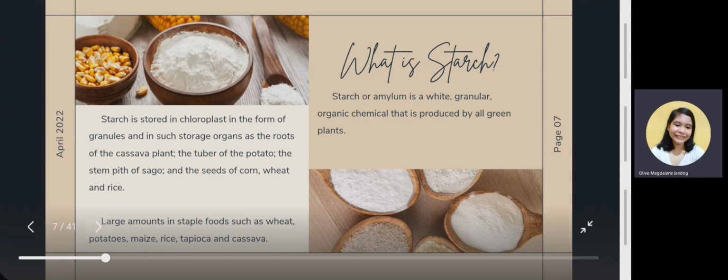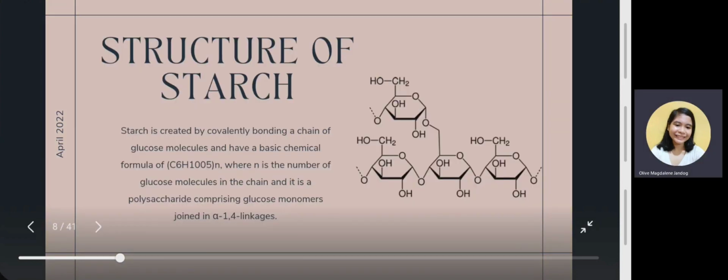Starch is a complex carbohydrate that exists in many foods, including grains, vegetables, and fruits. Worldwide, it is the most common carbohydrate in human diets and is contained in large amounts in staple foods such as wheat, potatoes, maize, rice, tapioca, and cassava. Next is the structure of starch.